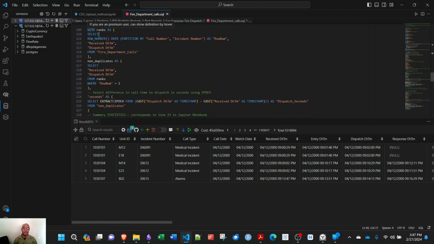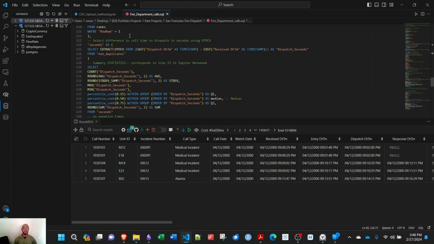So with my ranks as, I'm selecting just to partition my call number and incident number as the row number. I'm only pulling these two fields now: receive date time and dispatch date time. Recall, I'm going to want the difference between these two to get the actual time it takes from when a call comes in to when they dispatch emergency vehicles. Second CTE, I have non-duplicates. So I'm selecting just my 2 timestamps from the previous CTE, where row number equals 1. That kicks out my duplicates.